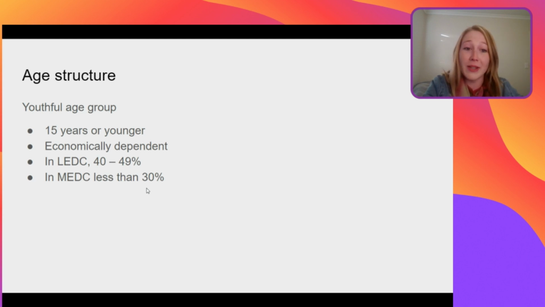So he would be economically dependent. He's not able to earn any money. He depends on us. And also, he's so cute. In LEDCs, we tend to see a higher proportion of the youthful age group. So we have a lot more kids in LEDCs, but in MEDCs, they're quite a bit lower. So in MEDCs, it's a lot more expensive to have kids. There's a lot more information before having kids. There's more decision making in starting a family. So there tends to be a smaller youthful population.